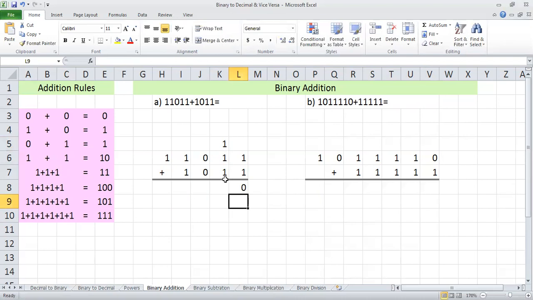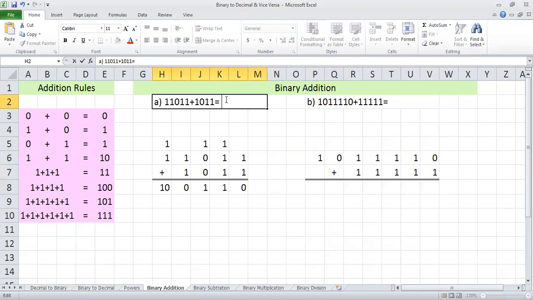1 plus 1 plus 1 is equivalent to 11. So 1 we have to put as carry and 1 we will write here. Now 1 plus 0 is 1 only. 1 plus 1 is 10. So 1 will be carried forward and 0 you have to write here. 1 plus 1 is 10. So you can write 10 directly here. Now the answer for the A part is 100110.